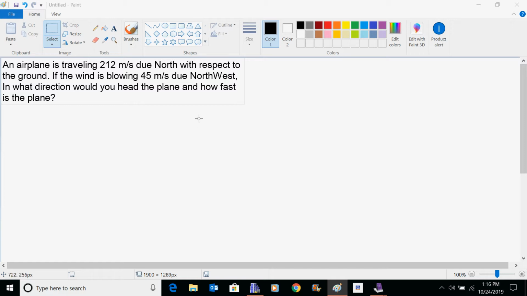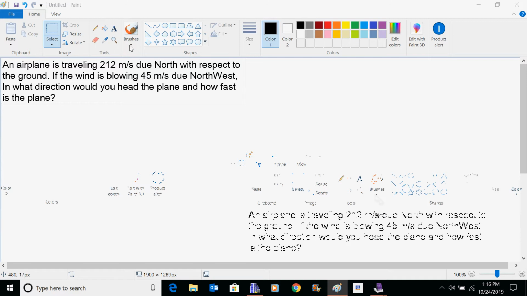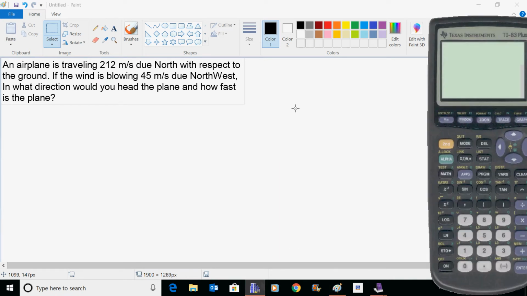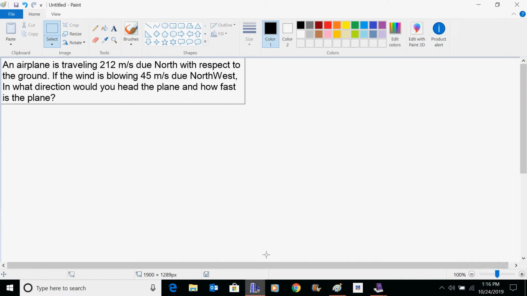So we're going to look at this one last problem in the chapter, and then after that we're going to spend some time doing some work. But you have this problem in front of you, so please make sure that you're ready to go, have your calculator handy, and here's what we're going to do with this.